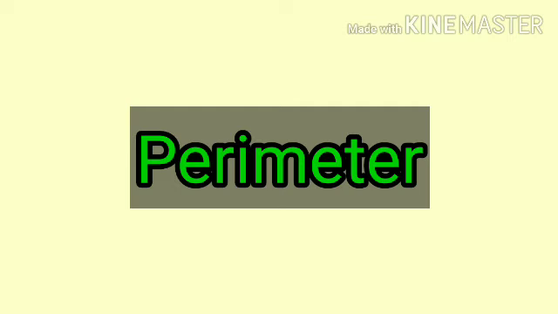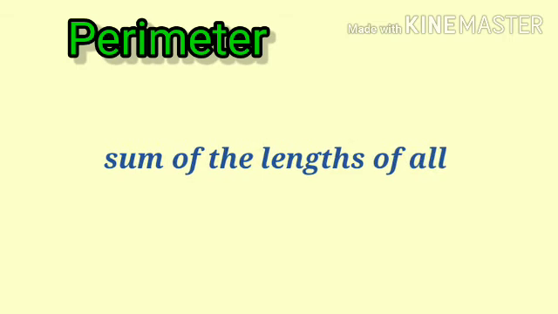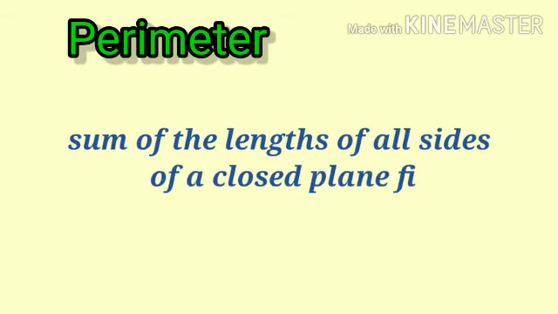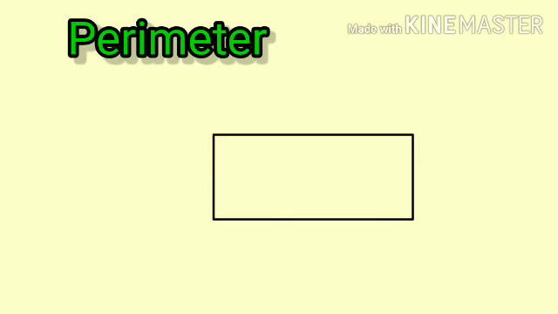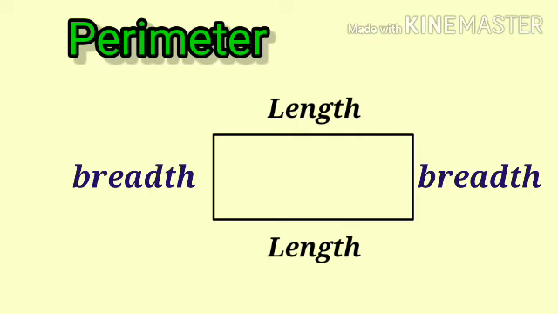Today we are going to learn how to find the perimeter of a rectangle and square. What is perimeter? Perimeter is the sum of the lengths of all sides of a closed plane figure. In a rectangle, the opposite sides are equal. The largest side is called the length and the smallest side is called the breadth. Let us denote the length by the letter L and the breadth by the letter B.